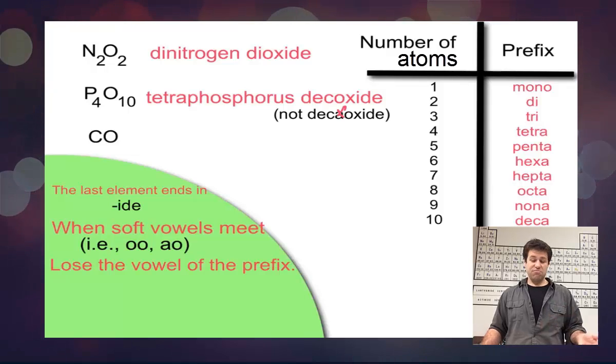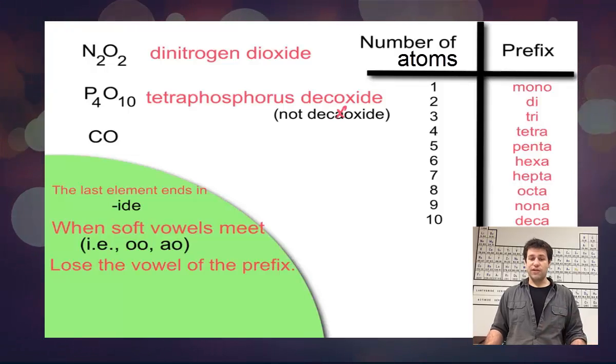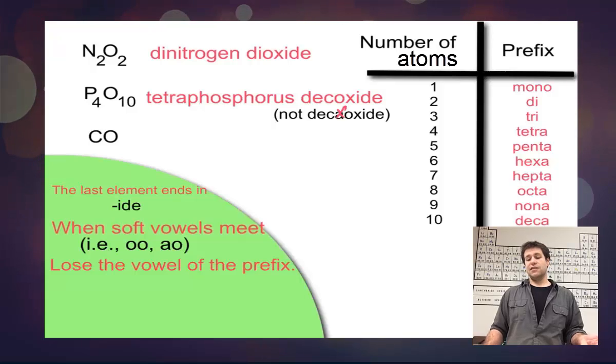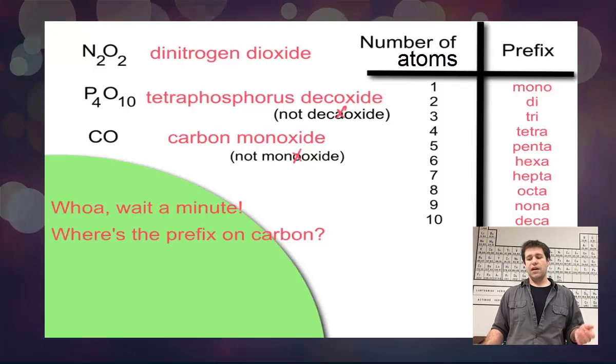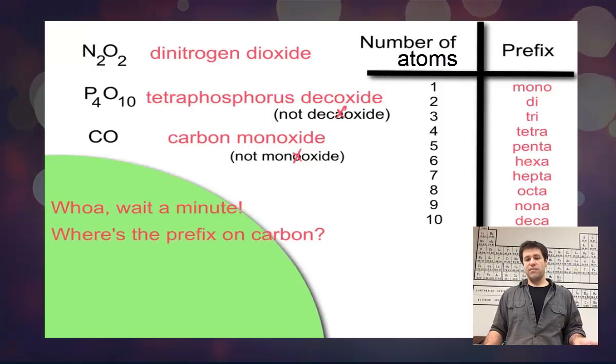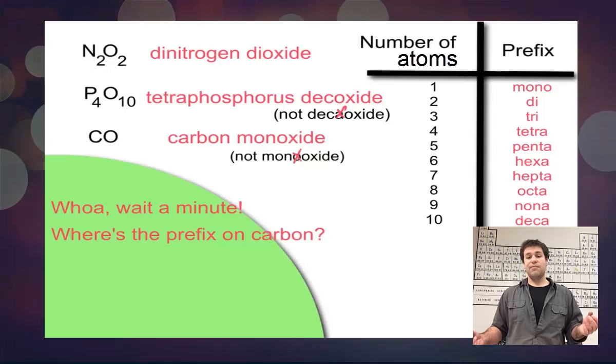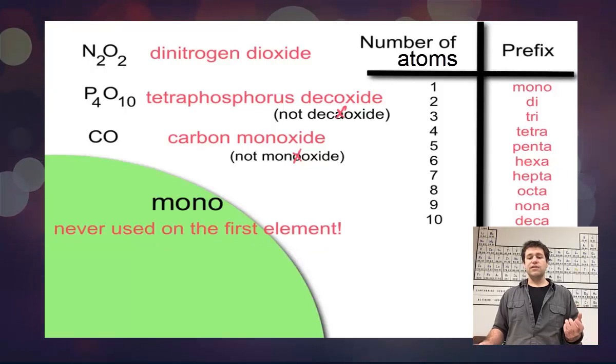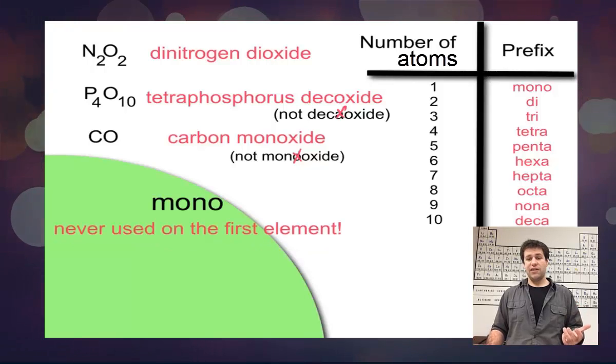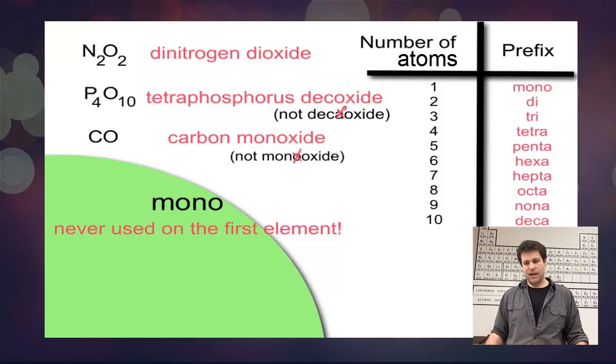And for your last one that you've dealt with before, or you should have heard of by now, the silent killer, carbon monoxide. You have 1 carbon, you have 1 oxygen, carbon monoxide. Mono means 1. We get rid of the O on the mono, and we have monoxide, not monooxide. But there's an issue. Where's the mono on the carbon? The first element in any covalent compound is assumed to be 1 unless you put a prefix. So we don't call it monocarbon monoxide, just carbon monoxide.